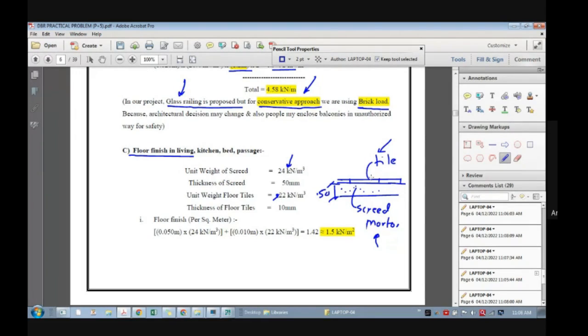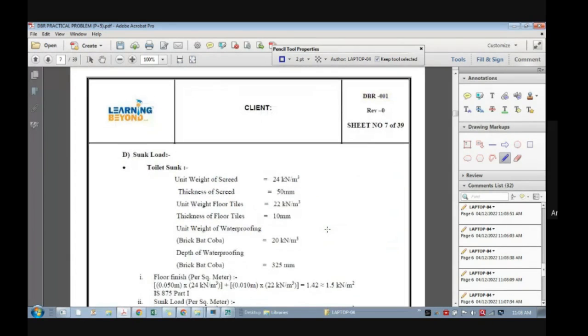You don't know what kind of flooring finish the client will choose in future, so it is better to take the weight of marble or granite for conservative purposes. Thickness of floor tiles is 10 mm. So how to calculate the floor finish weight? Thickness of screed into density of screed, plus thickness of tile into density of tile. Generally it comes out to be 1.5. So this is the dead load.